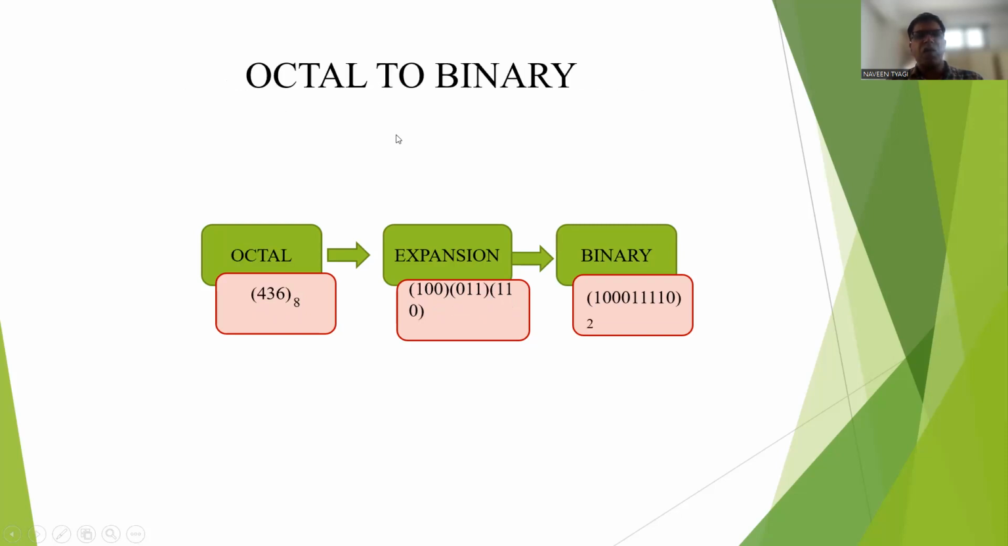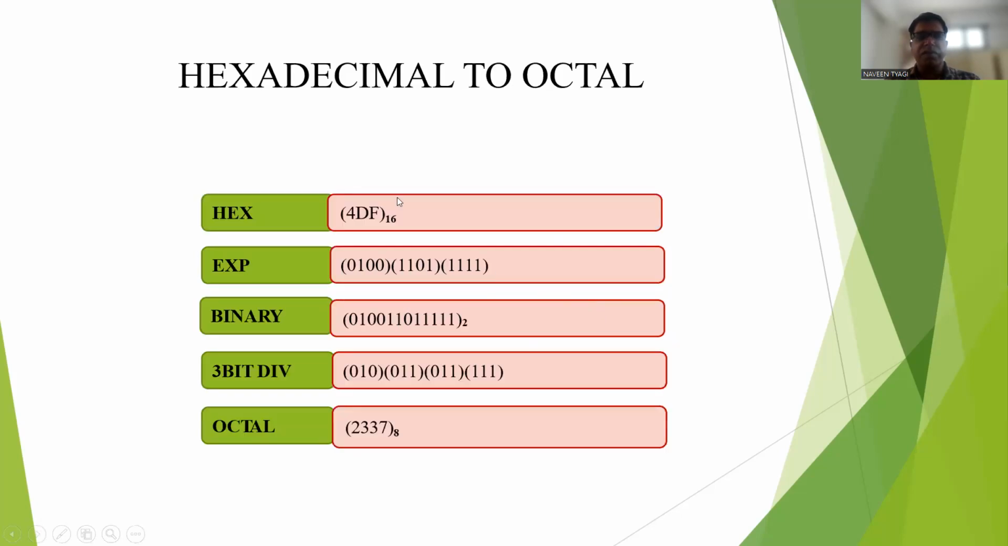Now combine all these binary digits, and it will form a binary number, which is known as hexadecimal to binary. Now octal, where each digit is represented by a 3-bit binary number. 4 is represented by 100, 3 is represented by 011, and 6 is represented by 110. After that, combine all these digits to form a binary number which has a base of 2.